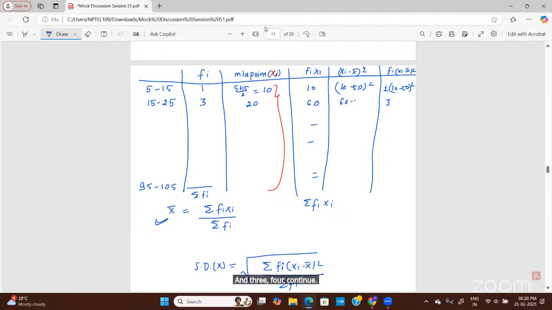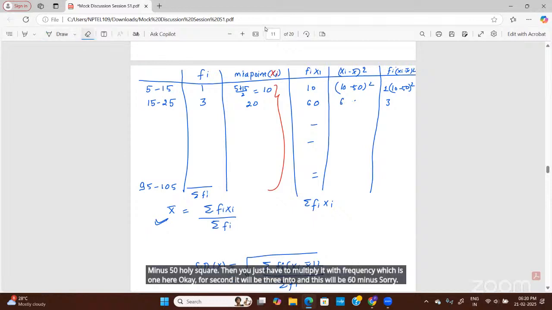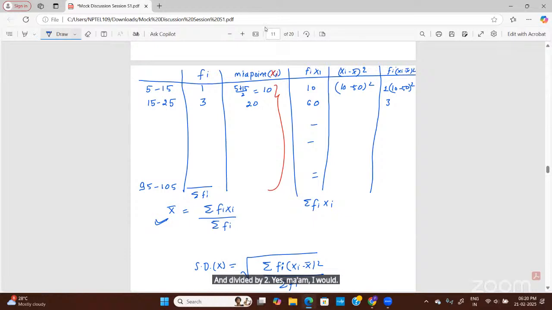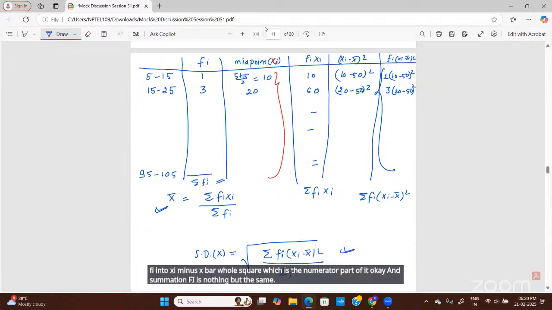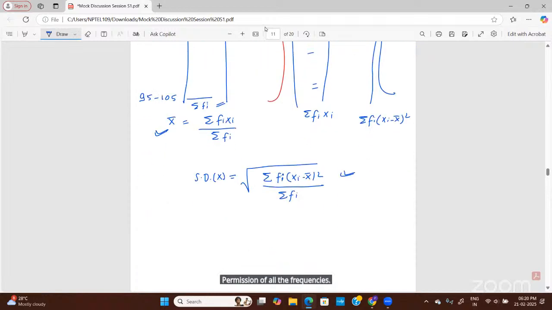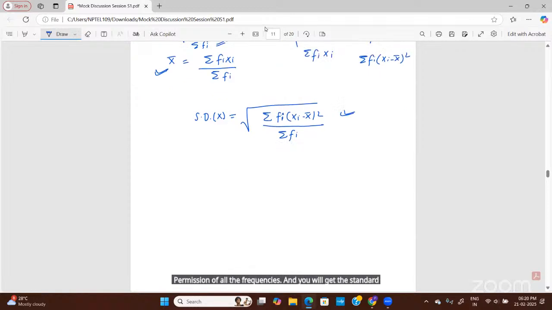For the second, it will be 3 into (20 minus 50) whole square. Then you take the summation of this column, which is summation of fi into (xi minus x bar) whole square, the numerator part of it. Summation of fi is the sum of all the frequencies, and you will get the standard deviation of x.